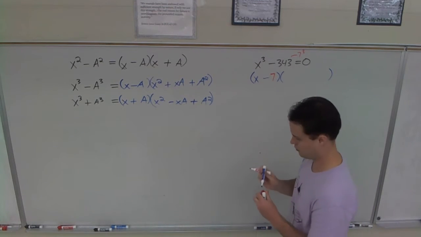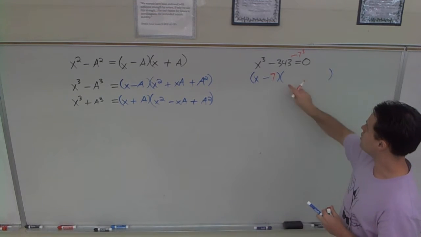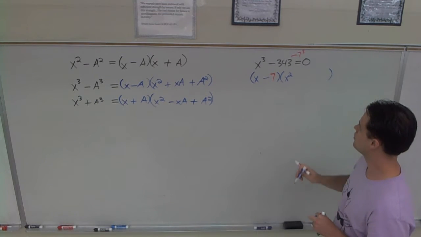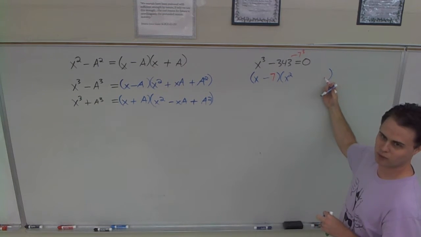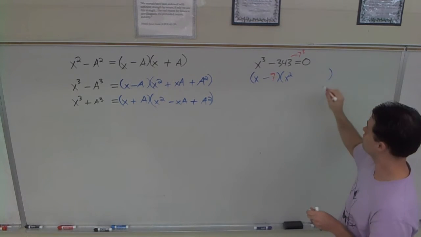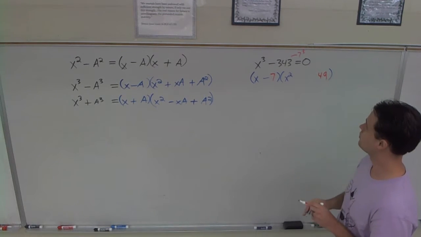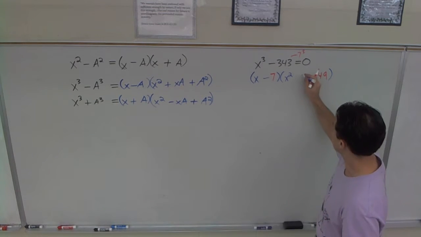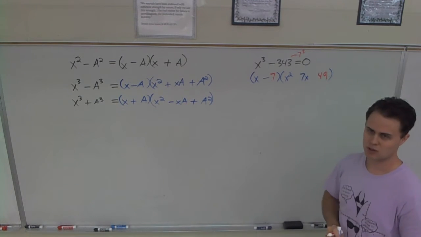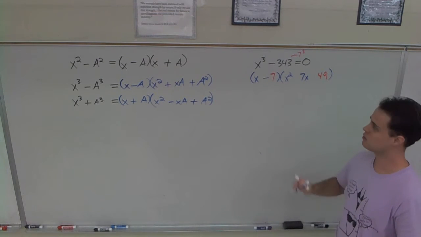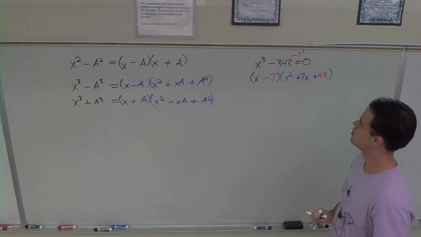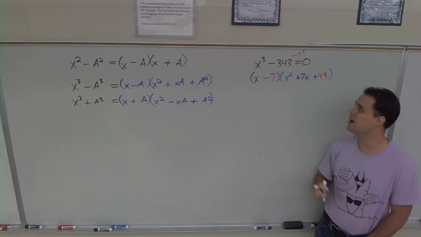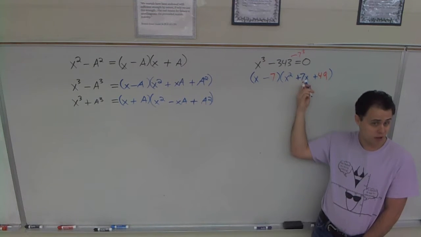You got it? What am I going to put here? X squared. What am I going to put here? 7 squared, which is 49. In the middle? 7x. An x and a 7. We'll say 7x. Minus, plus, plus. So there's one of our factors. The question is, does this quadratic, does this parabola factor more?